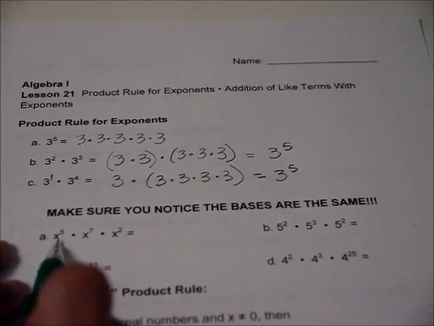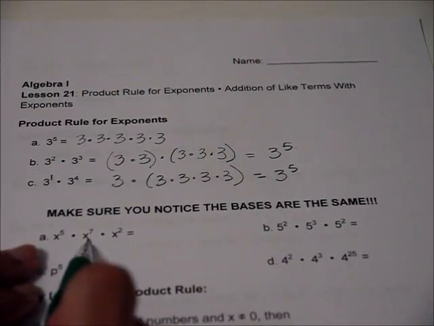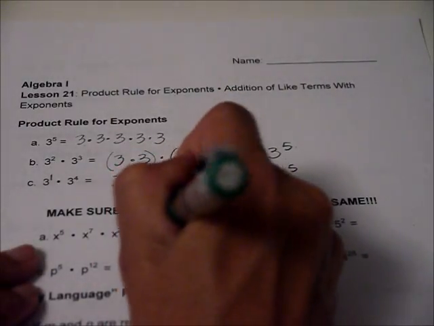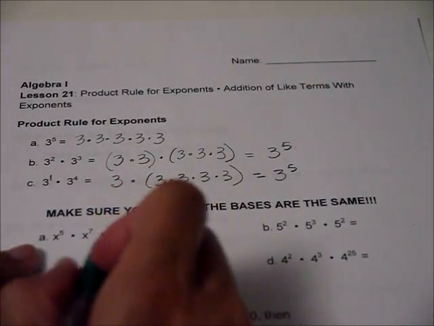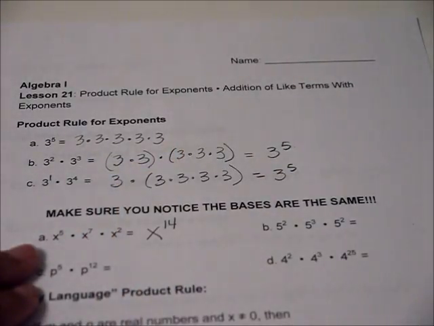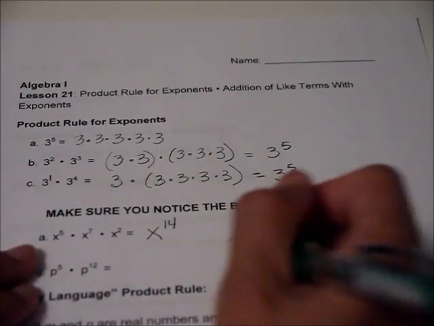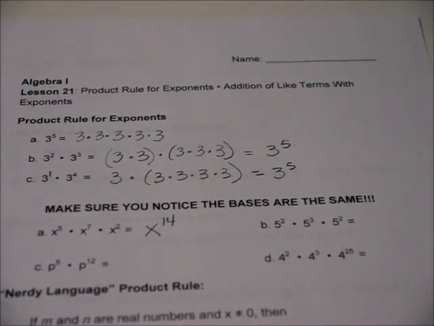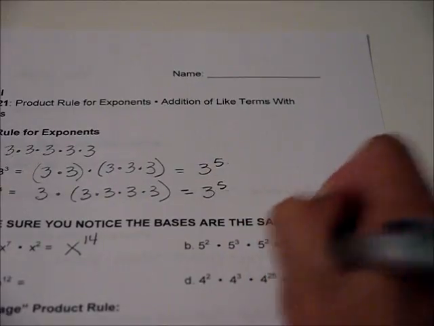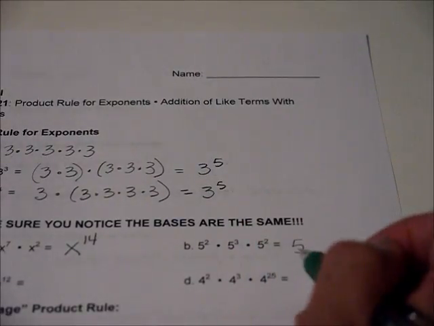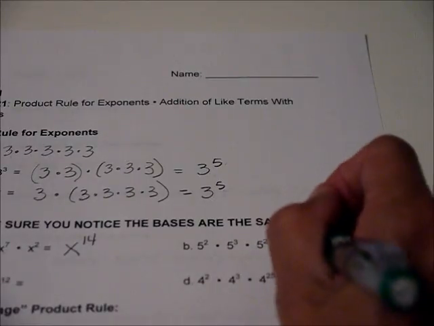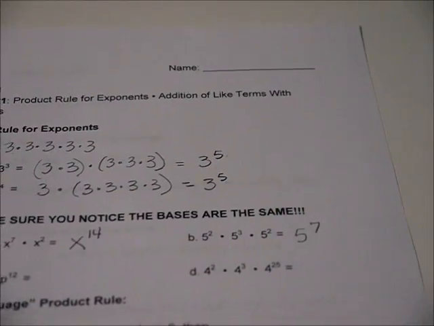Okay, the answer to this, if we have 5 x's, then we have 7 more x's, then we have 2 x's. How many altogether do we have? 5 plus 7 plus 2, so 14. And I didn't need to write all those x's out because I know how to count and you do too. Okay, this one, the answer is going to be 5, and how many 5's are there now? We have 2 plus 3 plus 2, so 7. And this will work for everything.